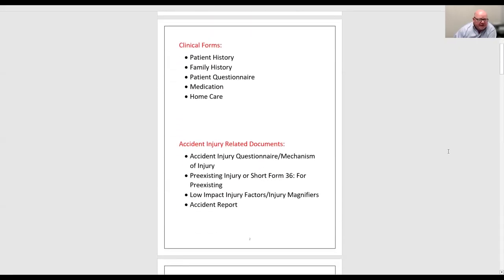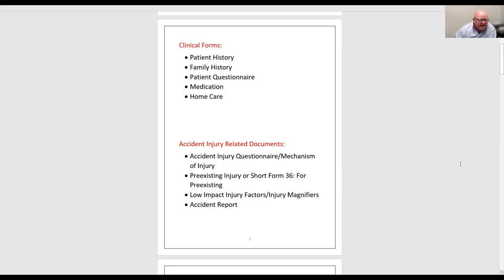That takes you to the clinical forms, looking at the patient history, family history, patient questionnaire. Remember, medication is important. The amount and the frequency is important when we talk about healing, and then especially home care. If they've had a lapse in treatment, documenting all the categories of home care becomes very important.